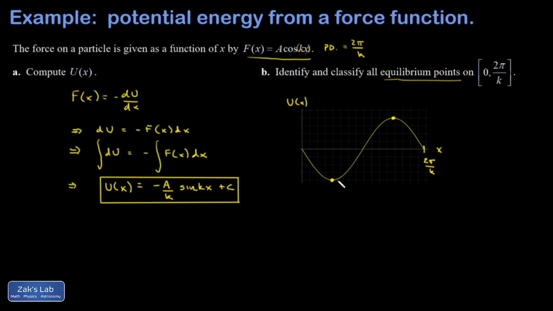So at those points, I have a horizontal tangent. And I don't have to do any calculus to find out the x locations here. Here's half a period where the function crosses the x-axis. And my first equilibrium occurs at a quarter of a period, which would be 2 pi over 4k, or pi over 2k. My next equilibrium occurs at 3/4 of a period. So that would be 3 pi over 2k.